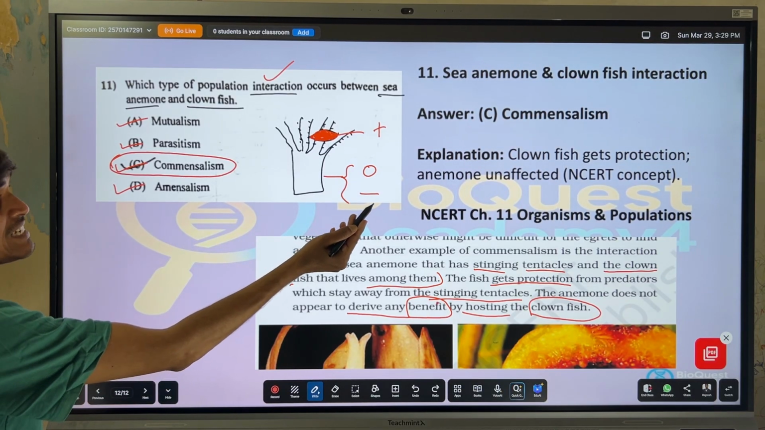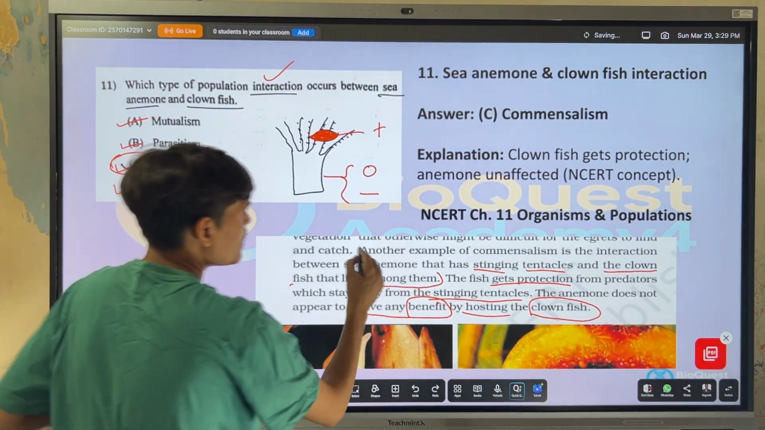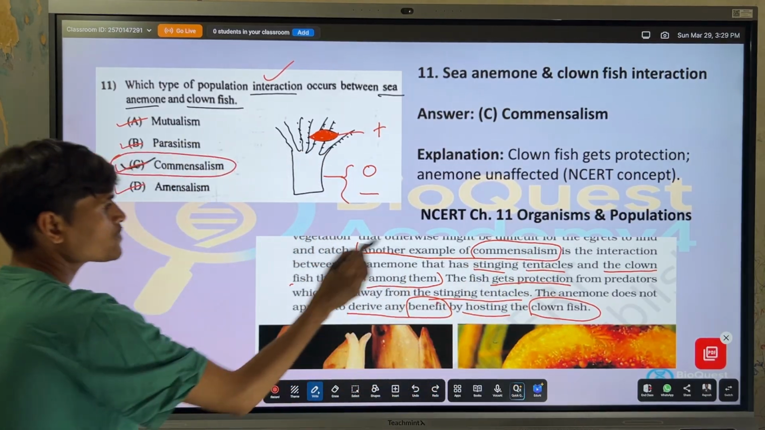This is again an NCERT concept. Okay, from the book you can see here. Another example of commensalism. The answer is here.